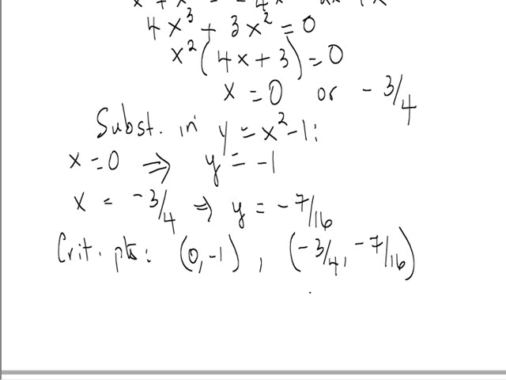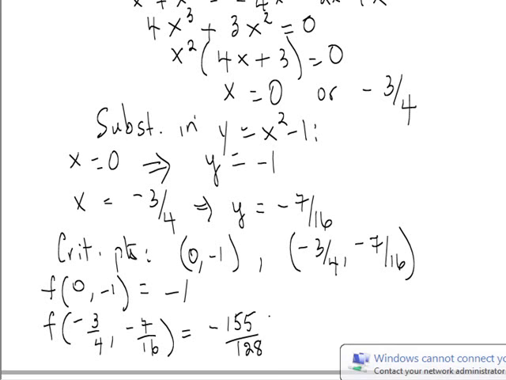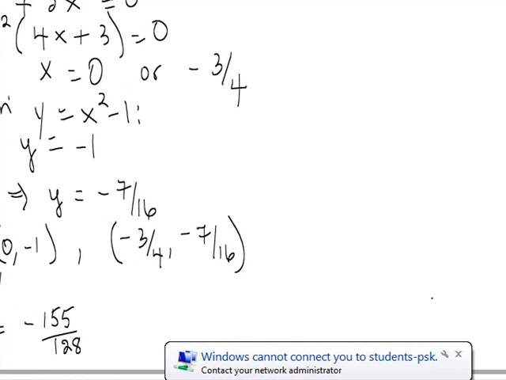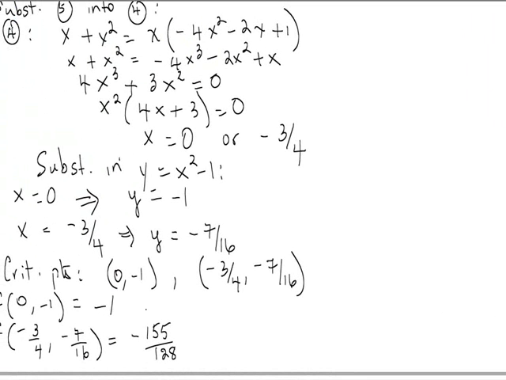All right? I don't have much space, so I'll just give you the answer. F of 0, minus 1, upon substitution you get minus 1, and f of minus 3/4, minus 7 over 16 upon substitution gives you minus 155 over 128. Choose the larger of these values. The larger one is this one here. And so this is your max. Done. So this is your solution.